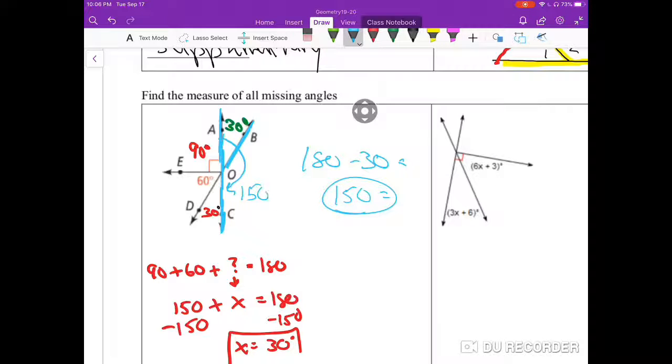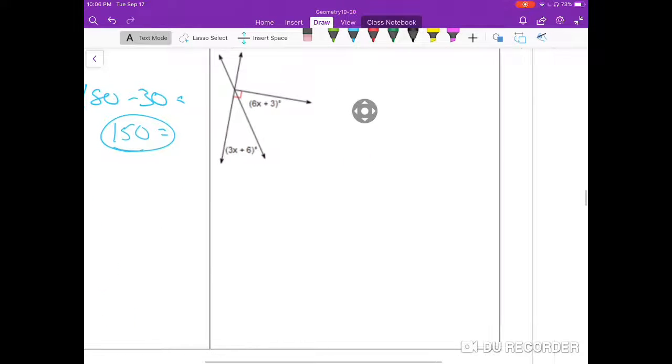So 150. All right, so the key is to look for specific pieces of information or specific vocabulary words that we can deal with. Complementary, linear pairs, and vertical angles are the big three that we're going to be dealing with. All right, so example 2.